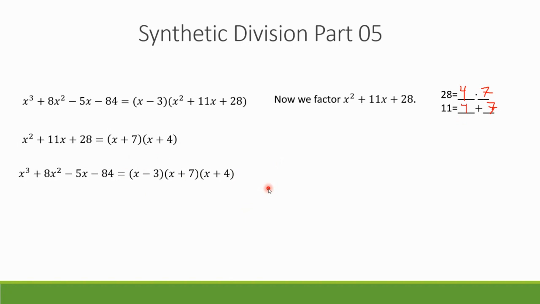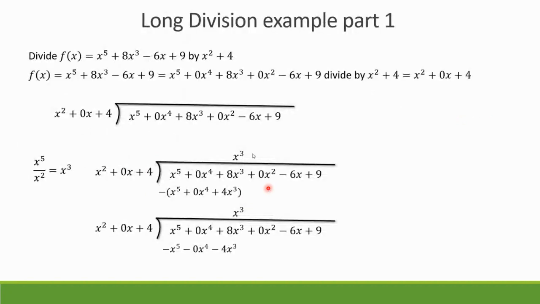Next one's a little bit different. The next one we actually use long division. Now this one's going to be a little bit different. Hopefully I'll be able to finish it. Here we have this polynomial, which is f of x, right? As you can see. We're going to divide it by x squared plus 4.